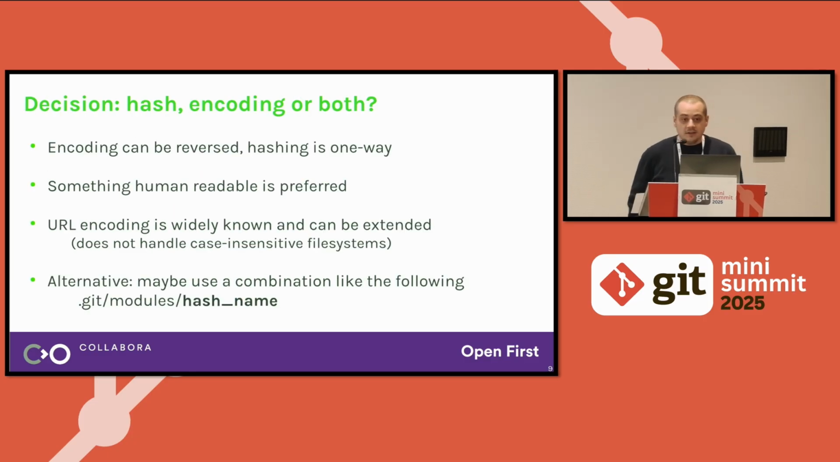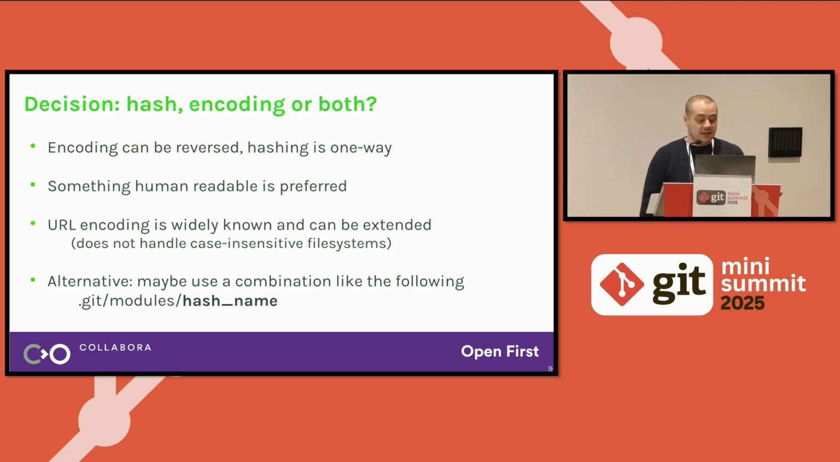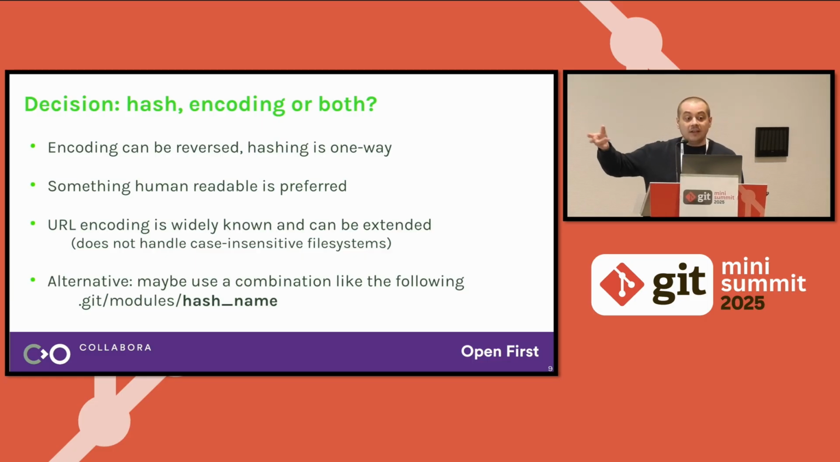Now, we have to make a big decision here. What do we use for the encoding, right? We can use encoding, we can use hashing. Encoding can be reversed. Hashing is one way. If you hash the names, you lose the human readability of the names. We could even do a combination, like use hash and the name. That's something which I do not have in my patch series, but it can be added.